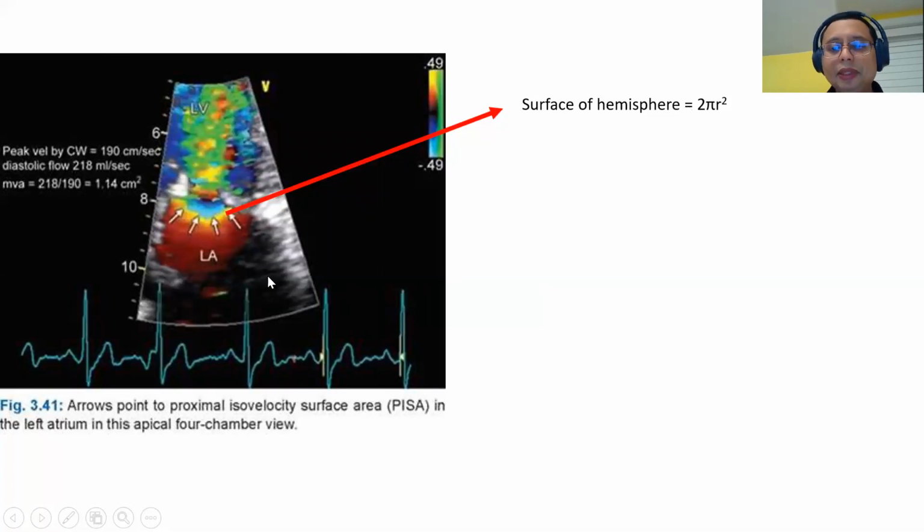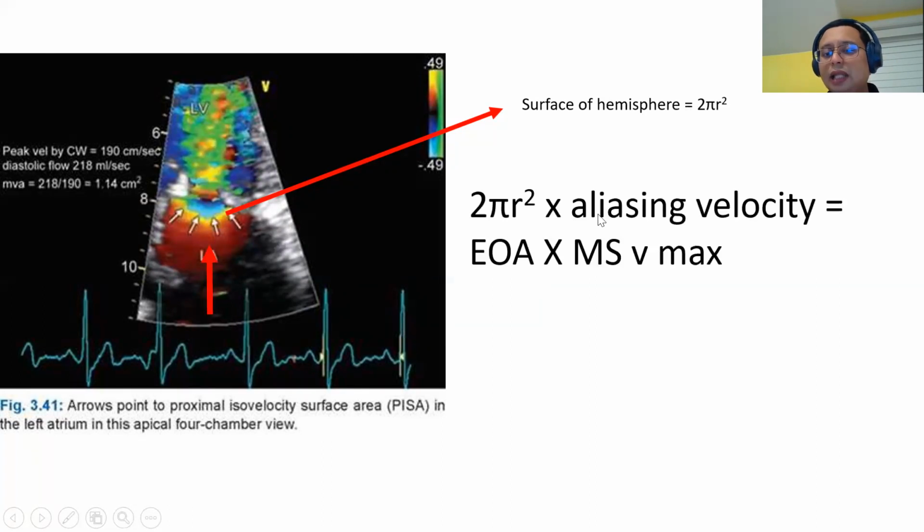Okay, so in PISA, we are not looking at flow, but we're looking at flow rate. So the flow rate that goes into the mitral valve is the same as the flow rate that goes outwards out of the mitral valve. So the one that goes inside is 2 pi r squared times the aliasing velocity. So that is the one that is going into the mitral valve, okay? 2 pi r squared times aliasing velocity, right?